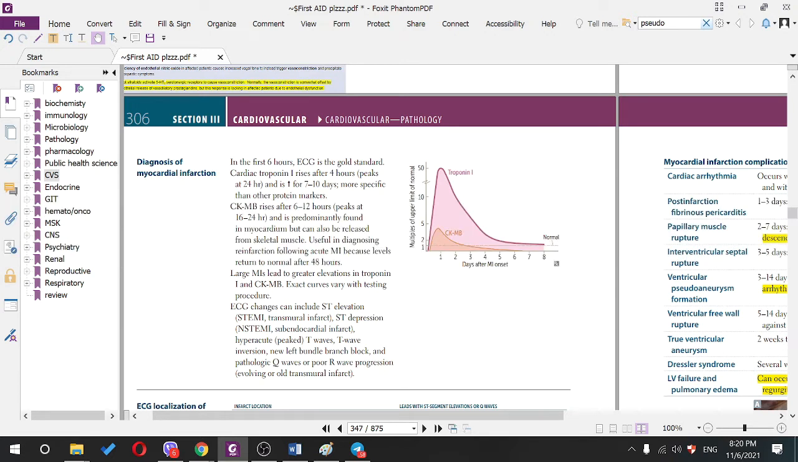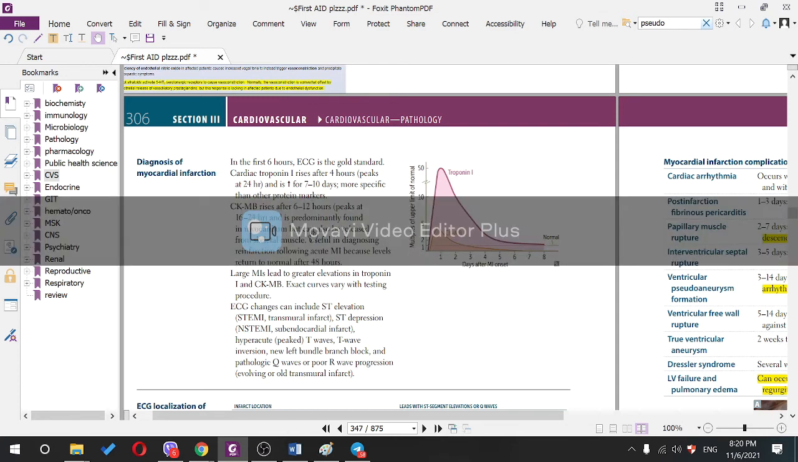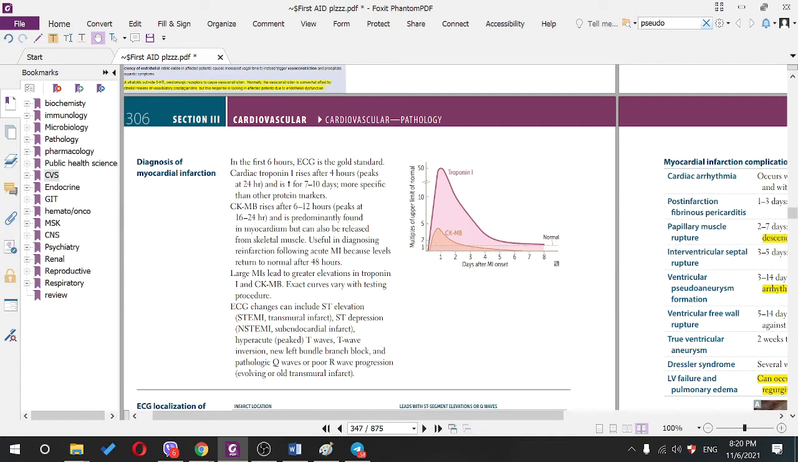Okay, so the next thing here we have is the following. They write for us that this CKMB is predominantly found in the myocardium but can be released from skeletal muscle. But which isoenzyme is most likely to be secreted from skeletal muscles? Can someone tell me? CKMM. Yes, CKMM is the correct answer.